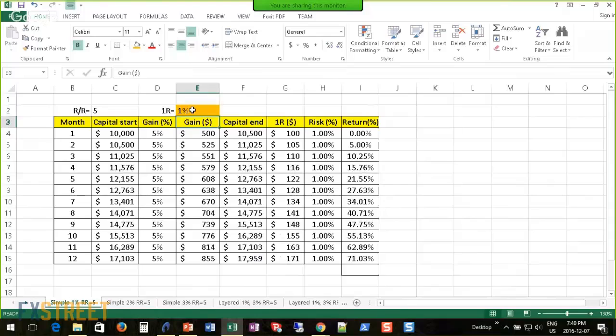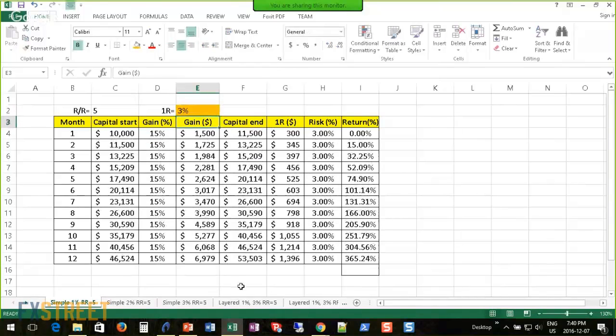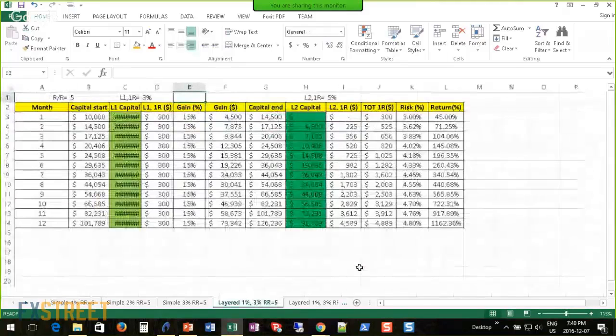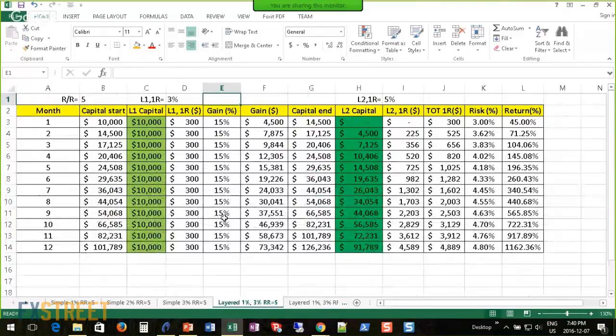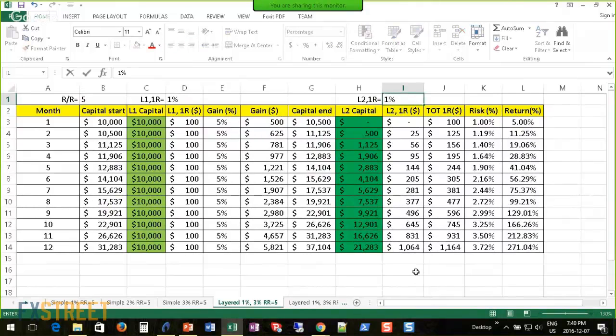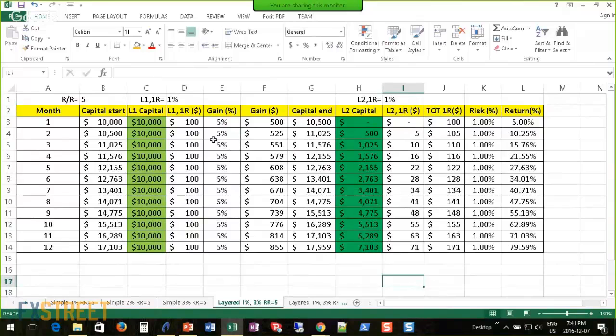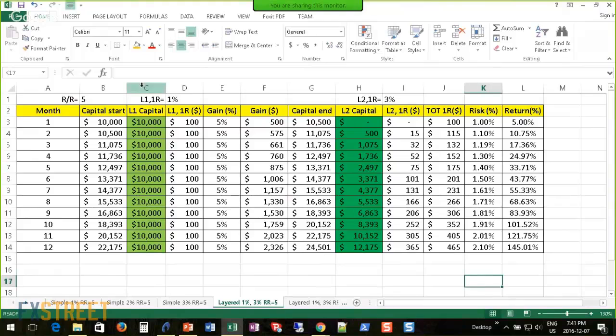The question is, can we generate higher returns using different techniques instead of risking 3% on my account? Can I do something different? Well, yes, you can use layers, what are called the market's money layers. The way money layers work is that you have 2 different layers, and actually you can have as many layers as you require or prefer.